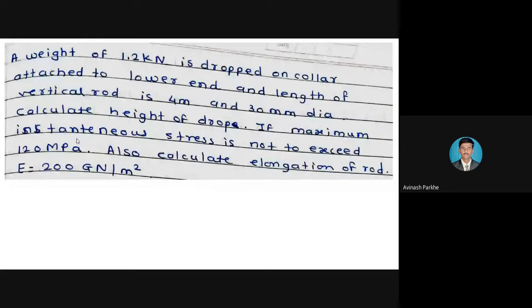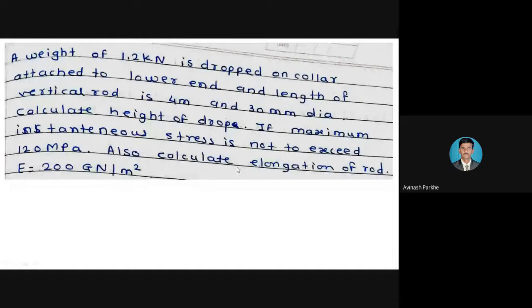Now here, the stress induced in that particular rod is given, and we have to calculate the falling height. Along with that, we have to calculate the elongation of the rod due to this 1.2 kilonewton load. If it strikes the collar, how much elongation takes place in the downward direction?